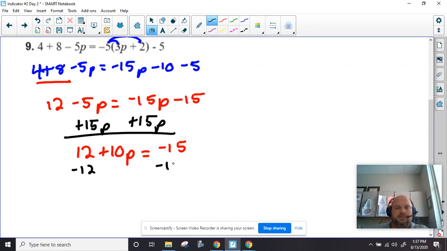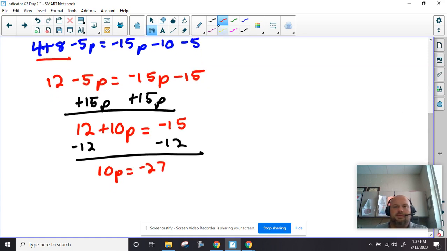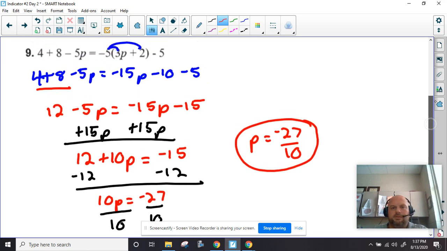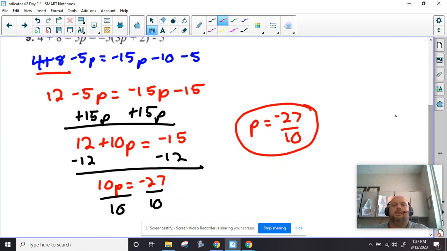It's 12. 10p equals negative 27. So when we divide by 10, p equals negative 27 over 10. That won't reduce. Let's make sure there's not another problem. Okay, there's not. That won't reduce, so we leave it like that.